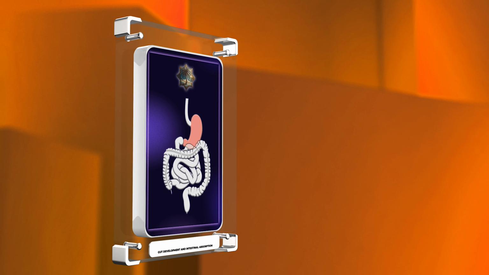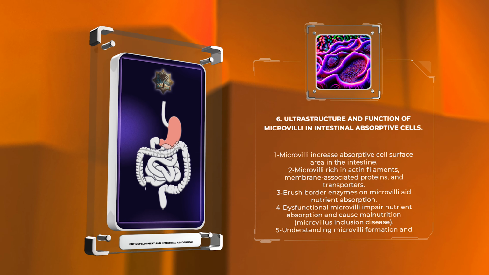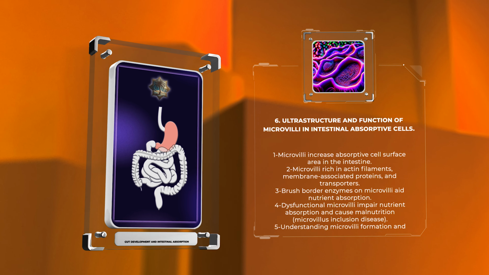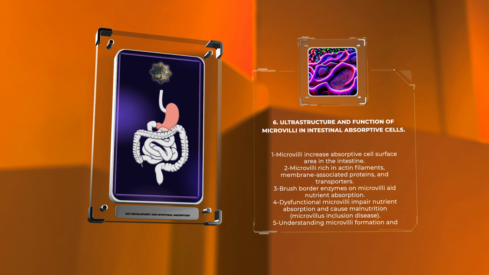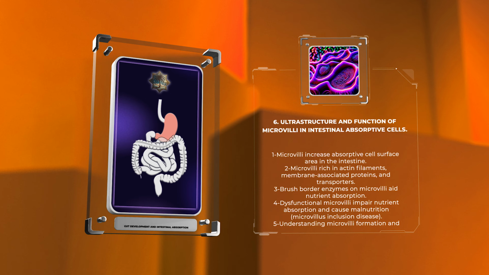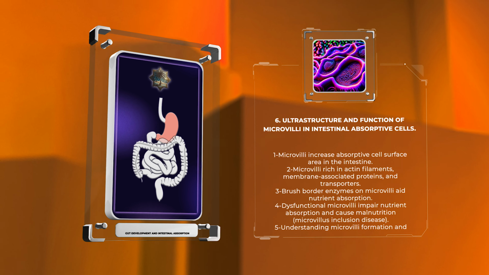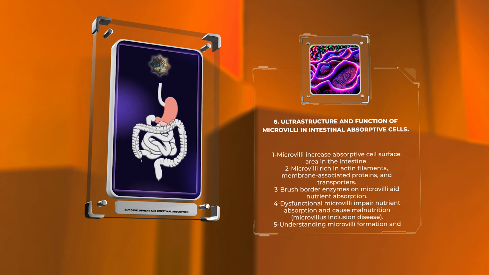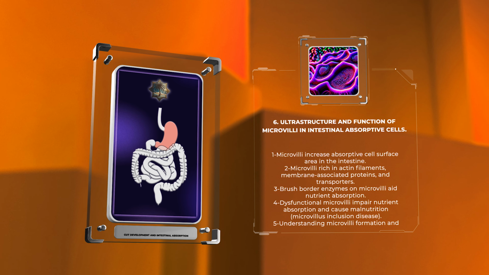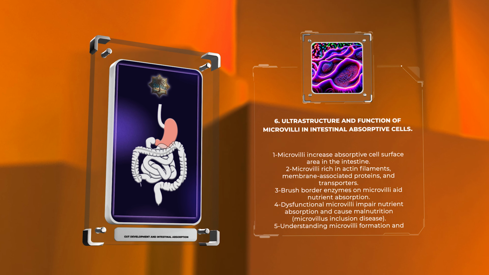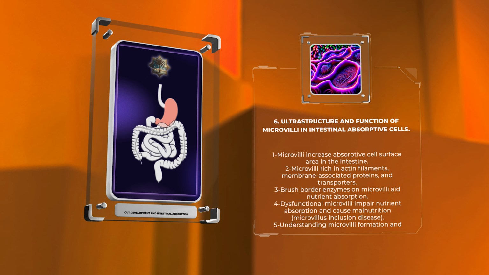Microvilli are finger-like protrusions that significantly increase the surface area of absorptive cells in the intestine, enhancing nutrient absorption efficiency. These microvilli are rich in actin filaments, membrane-associated proteins, and transporters. The brush border enzymes located on the microvilli digest carbohydrates, proteins, and lipids, facilitating their absorption. Dysfunctional microvilli, as seen in microvillus inclusion disease, impair nutrient absorption and result in severe malnutrition. Understanding the ultrastructure and molecular mechanisms underlying microvilli formation and function is crucial for deciphering how absorption occurs and developing novel therapeutic strategies.